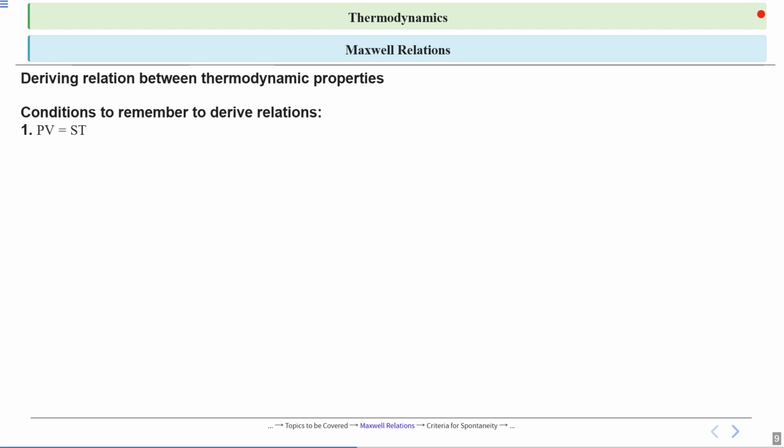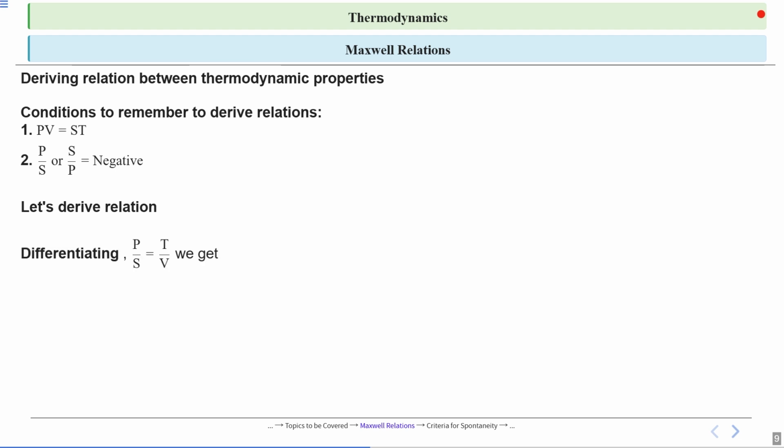First is that PV should be equal to ST. So this is the first condition. Second thing, if you are seeing an S by P or a P by S, you will give a negative sign. So let us look at a specific equation in this way. In the first part, we are cross multiplying this PV and ST. So this will give you P and S and T by V. It's very simple. You can cross multiply it and you will get it.